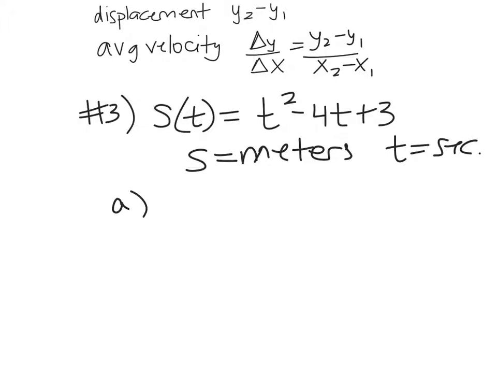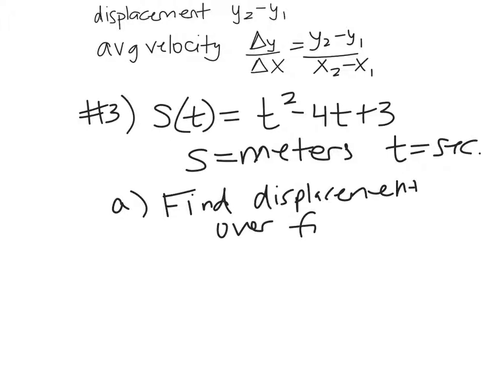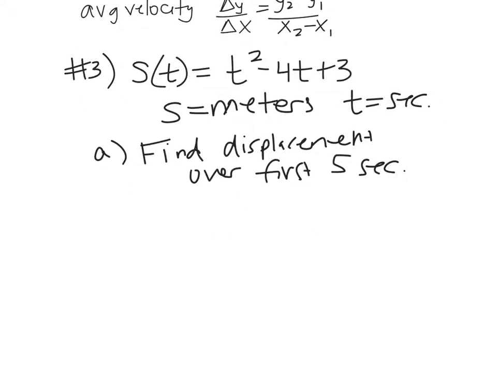Letter A. We're going to do a whole bunch of these. We're going to find the displacement over the first 5 seconds. That's going to be the change in y. So over the first 5 seconds, you're going to do s of 5 minus s of 0. Sometimes you might get stuck, like, how am I going to find the displacement when I only have one time? Well, you start at t equals 0 seconds.